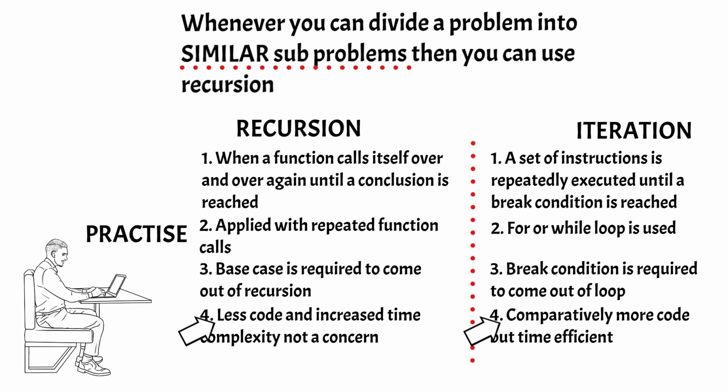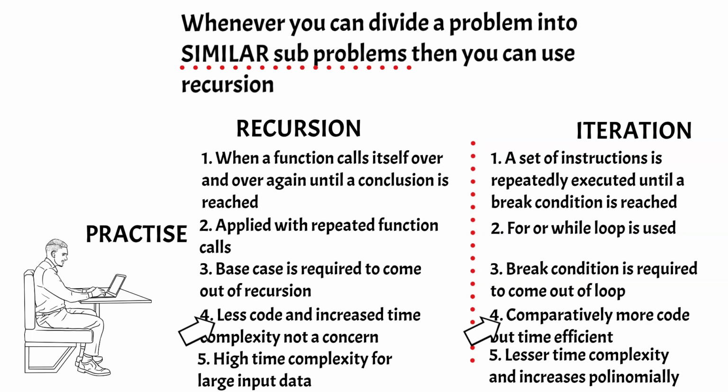The last difference to keep in mind, is also related to the time complexity of both the cases, because time complexity directly impacts the system or the application performance, which eventually has an impact on the user experience of your application. So always remember that recursion will always have high time complexity with large amounts of input data, and generally the time complexity will increase exponentially. Whereas, the iterative solutions tend to have lesser time complexity, which increases polynomially for large amounts of input data.